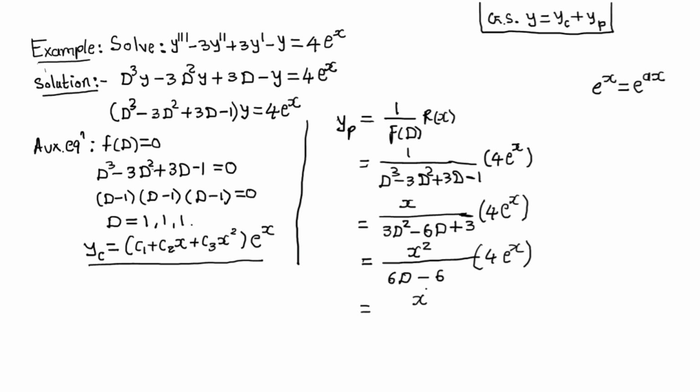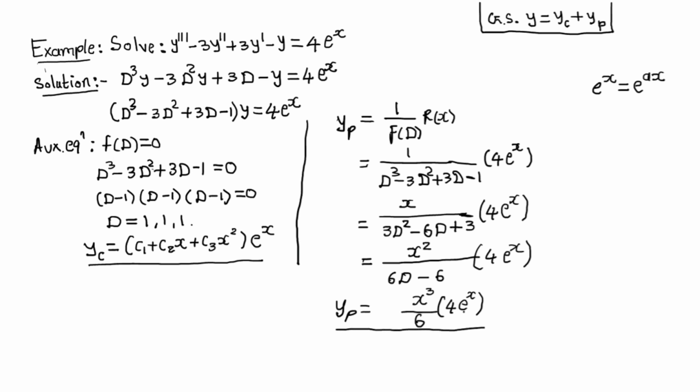I will multiply the numerator with x. Earlier I was having x square, now it will be x cubed. I will differentiate the denominator with respect to capital D. 6D will give me 6, and that 6 will give me 0 because the derivative of a constant is 0. And my forcing function will act as it is, 4 e raised to x. Now observe, in this particular term I'm not having capital D. So we're done. This is nothing but the yp for the given differential equation.